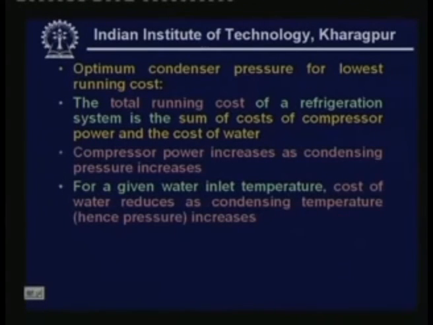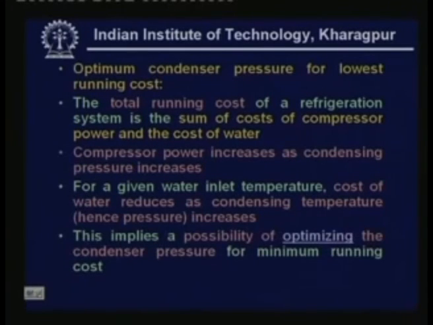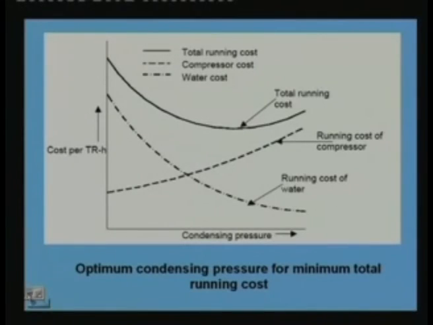Compressor power increases as condensing pressure increases. This we have seen in the earlier lectures. For a given water inlet temperature, the cost of water, the water flow rate etc. reduces as condensing temperature or condensing pressure increases. So this implies a possibility of optimizing the condenser pressure for minimum running cost. Let me show a typical picture.